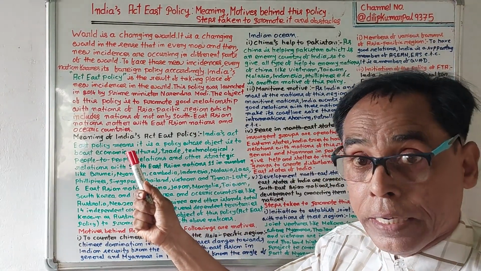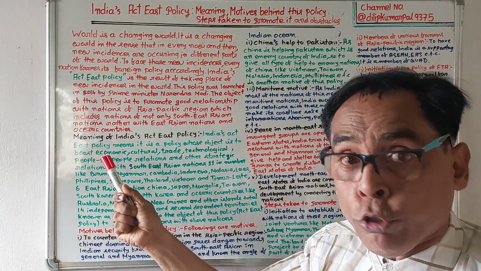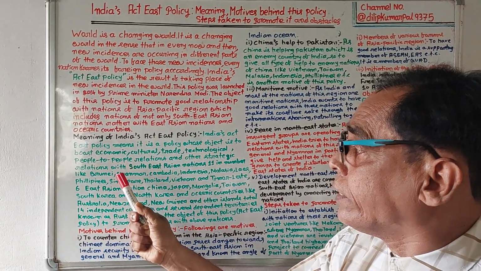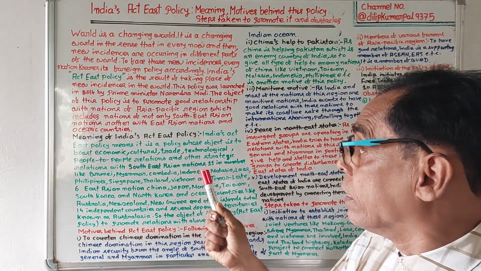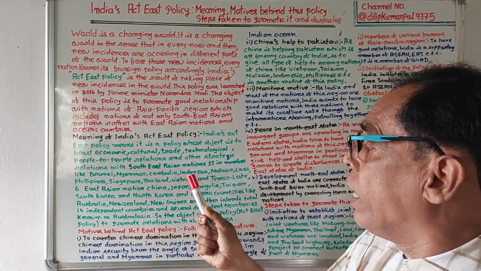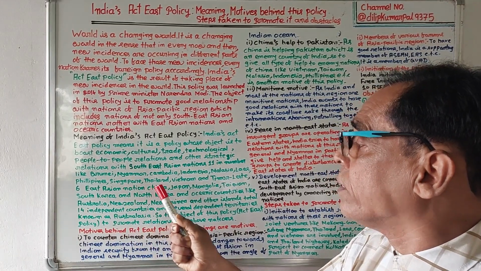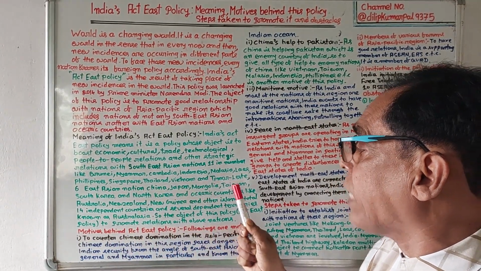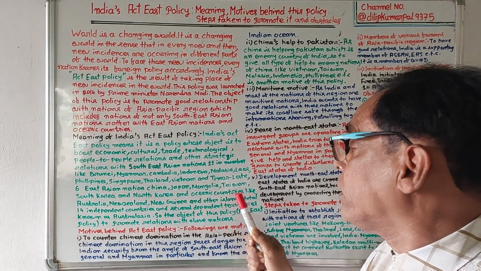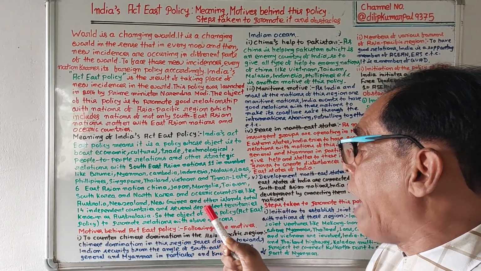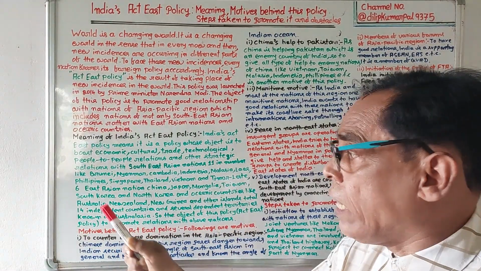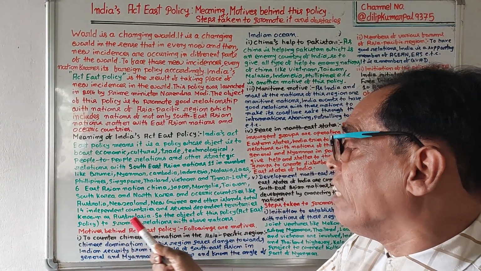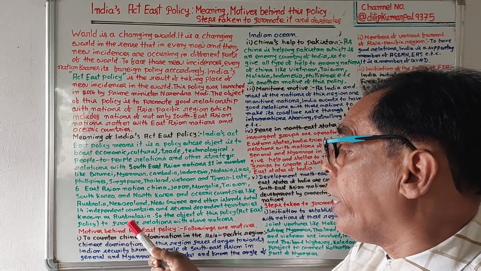India's Act East policy is a policy whose object is to boost economic, cultural, trade, technological, people-to-people relations and other strategic relations with Southeast Asian nations, 11 in number, like Brunei, Myanmar, Cambodia, Indonesia, Malaysia, Laos, Philippines, Singapore, Thailand, Vietnam and Timor-Leste, 6 East Asian nations like China, Japan, Mongolia, Taiwan, South Korea, North Korea, and Oceanic countries like Australia, New Zealand, New Guinea and other islands, in total 14 independent countries and several dependent territories known as Australasia.